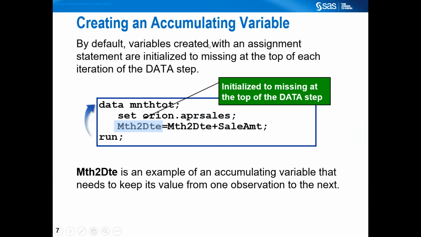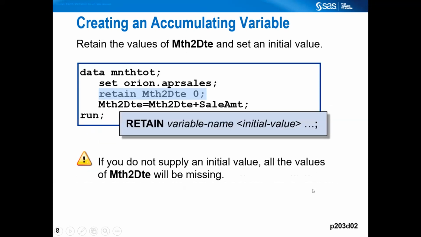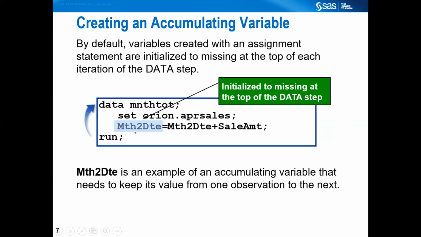So by default, variables created with an assignment statement are initialized to missing at the top of each iteration of your data step. So month to date is an example of an accumulating variable that needs to keep its value from one observation to the next. So this is what it's telling. So you have to provide a value for it.